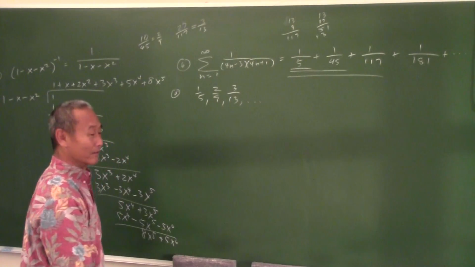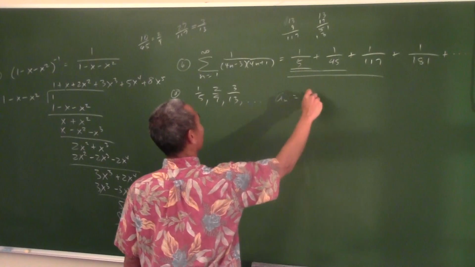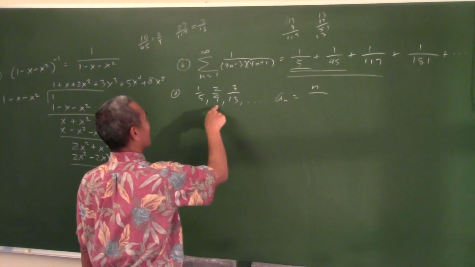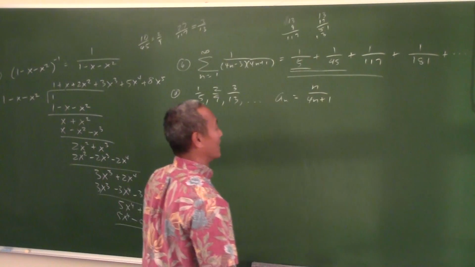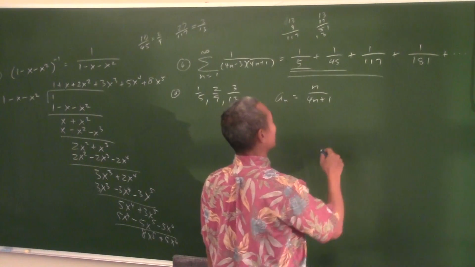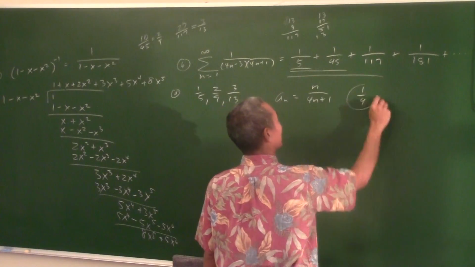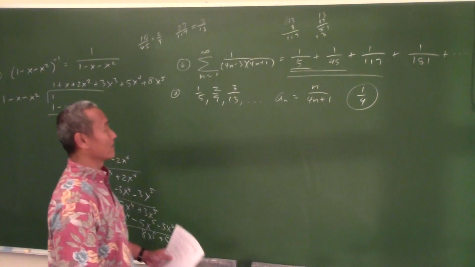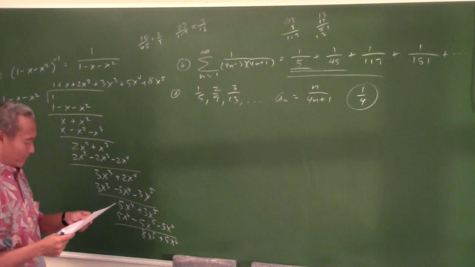I see a pattern. So the explicit formula for the sequence is going to be n over, and then the common difference is 4, so 4n plus 1. And that will converge to what number? What's the limit of the sequence? If the degree of the top and the bottom are the same, you look at the coefficients, 1/4. So if you keep on adding those numbers forever, you will get exactly 1/4.